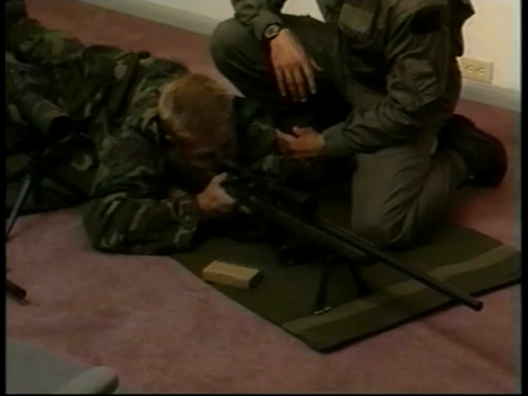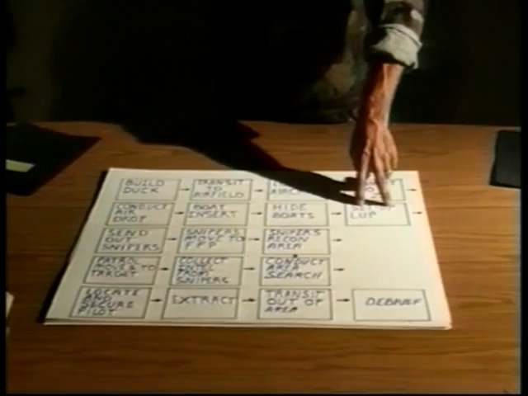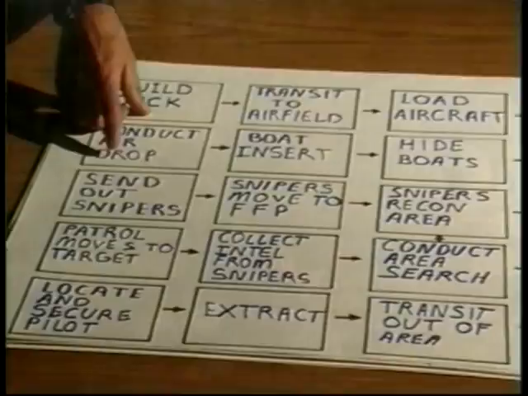Once we insert, we're going to hide the boats, set up the layup points, and send out the snipers from the layup point. At the same time the snipers are being sent out, the patrol is going to start moving to the target.